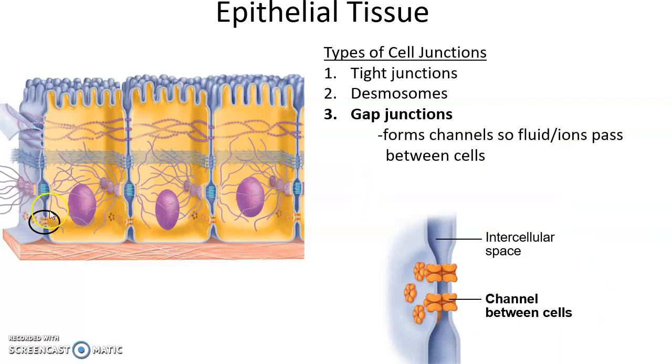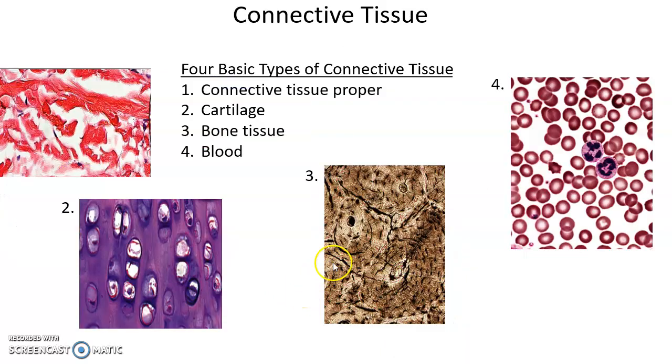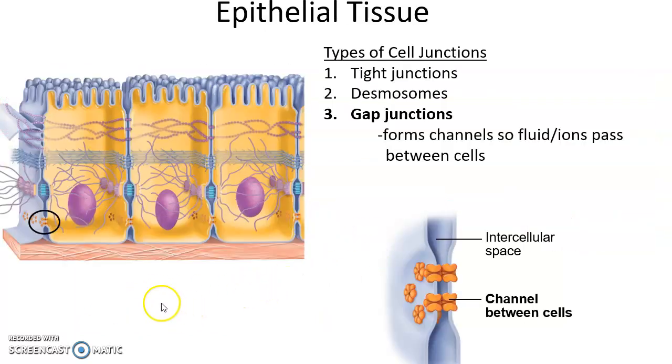Then we have gap junctions. Gap junctions form little tunnels between cells, and this allows fluids to pass from one cell to the next. So gap junctions are forming little tunnels, little channels between cells. Again, and that is it. That's where we'll stop with this part of the lecture.